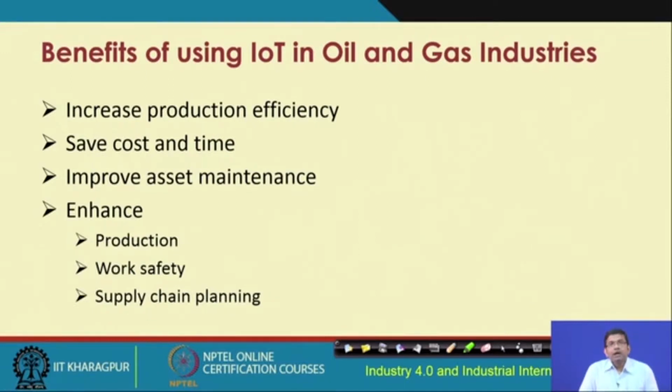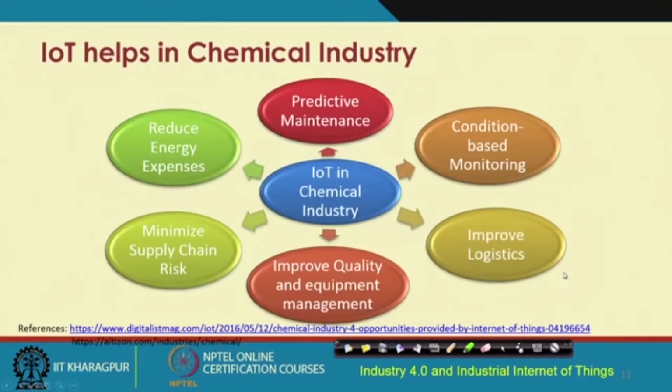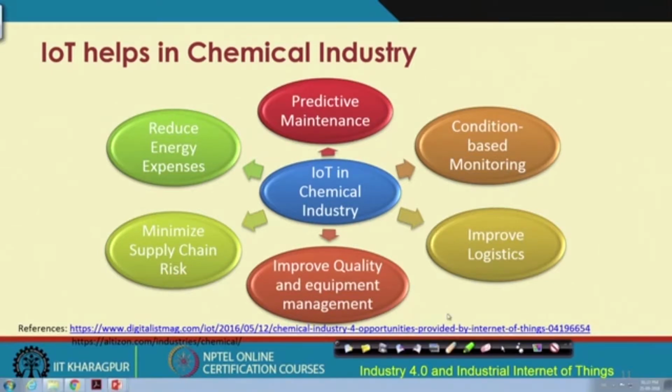So, the benefits of using IoT in oil and gas industries is already quite apparent, but essentially let us recap and try to summarize what are the different benefits. Benefits include increase in production efficiency, saving on costs, saving on the time, improving asset maintenance, enhancing productivity, work safety, supply chain planning and so on. In the chemical industry likewise, IoT could be used for improving the overall processes, productivity, reducing costs and so on and so forth. So, in the chemical industry, once again let us have a look at these different benefits.